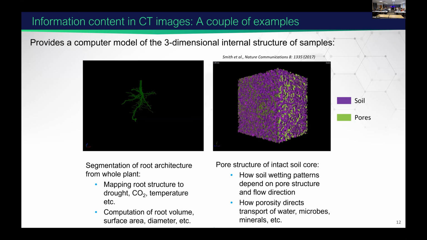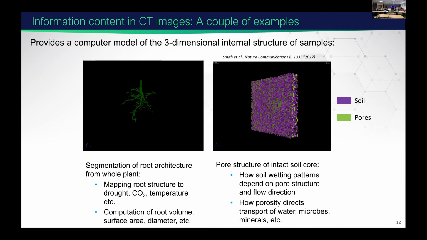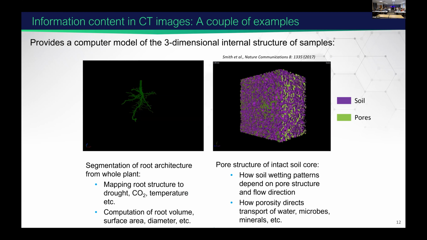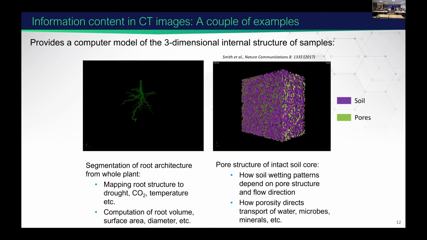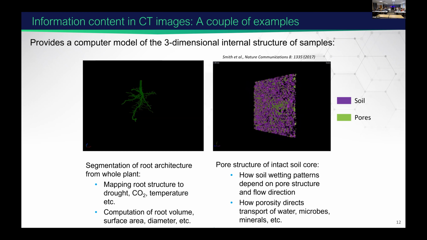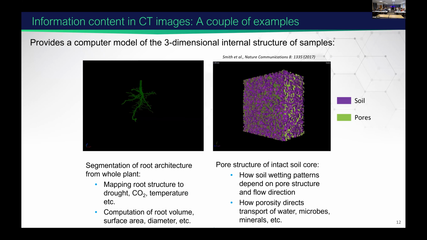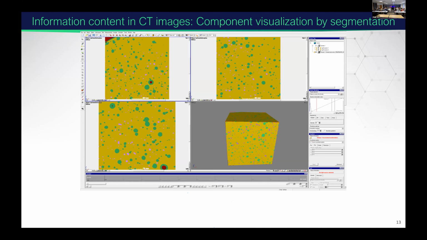This example is more related to MONet. In soils, we often reveal the soil pore structure, and in this study, we're looking at how the pore structure determines soil wetting patterns. You know that the connected pore network of the soil directs the flow and transport of water, microbes, and minerals in the soil. So it is very critical, or very useful, to know the connected pore network from this data.